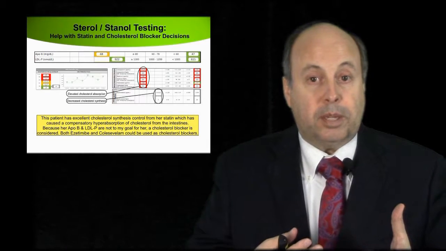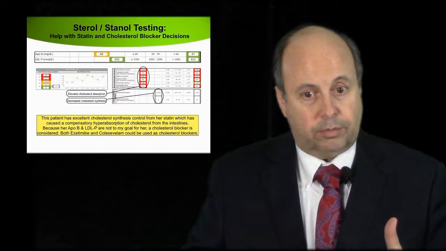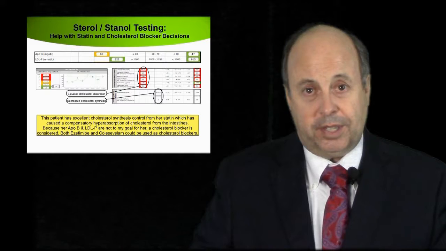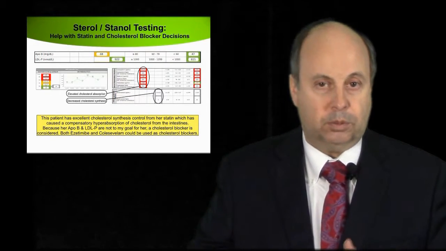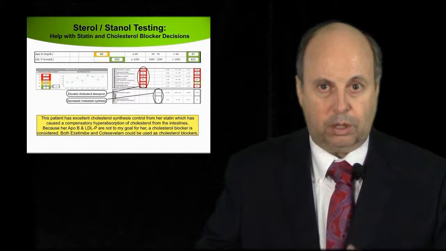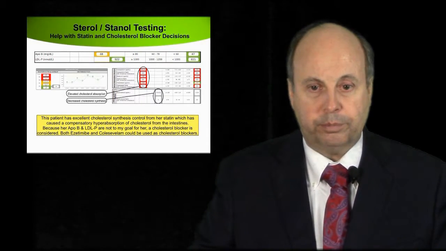Now you've got the LDLP above the 900 that your goal is set for. You've got your ApoB above the 50 that's set for. This would be a patient that might benefit from placement on a blocker, Zetia, Welchol, or a plant sterol.